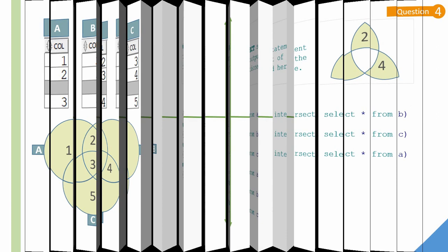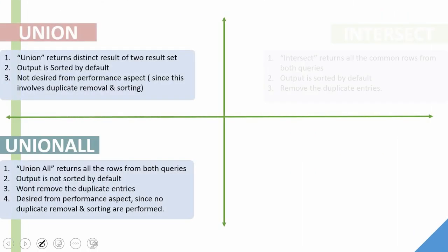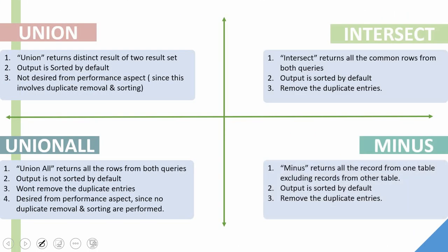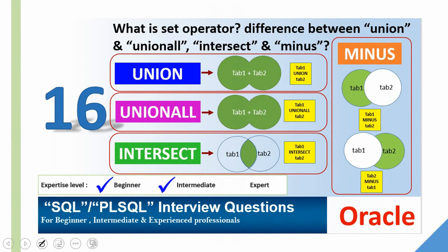The key takeaway from this video is about the set operators: union, union all, intersect and minus. Union and union all behave very similarly, except that union will remove the duplicates and sort the result set. In fact, intersect and minus also sort the result set. If you want to know more, I would suggest you watch this video where I have explained all these set operators in detail with examples.